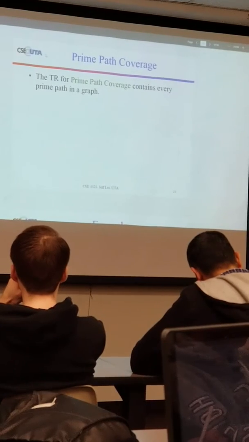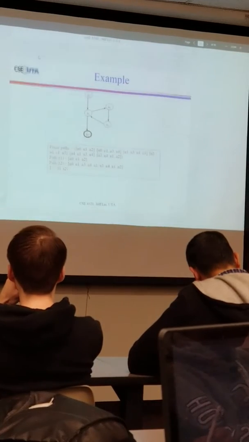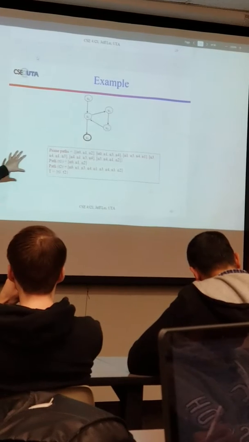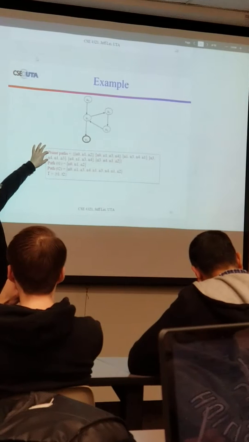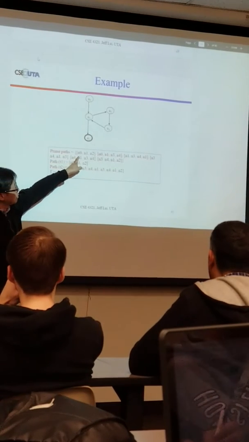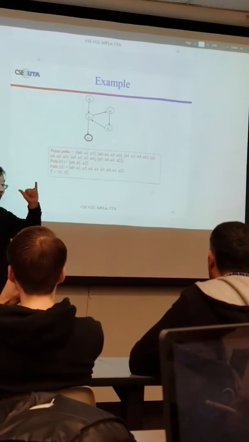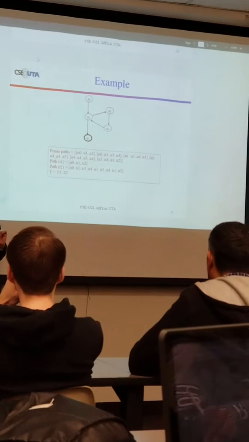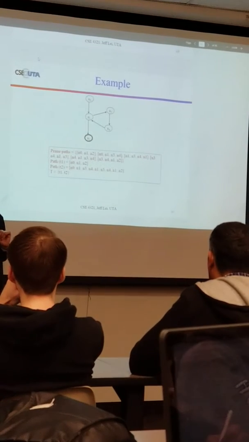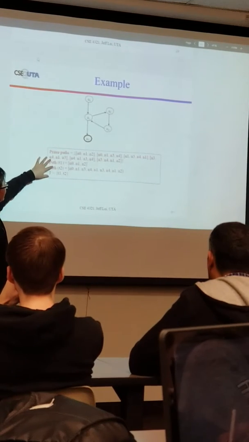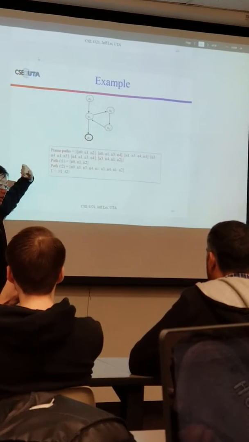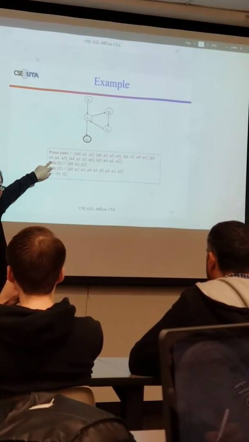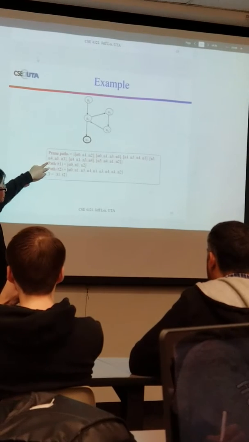Test requirements. That's the example we have seen. For this graph, all the prime paths that you have would be what we have: 1, 2, 3, 4, 5, 6. Only 6 prime paths instead of an infinite number of possible paths. And if you want to achieve prime path coverage, you only need 2 test paths.